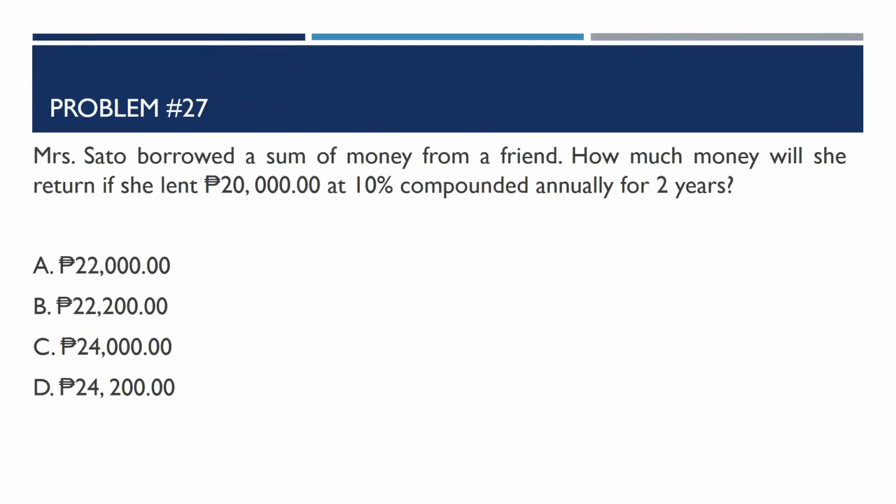Number 27. Mrs. Sato borrowed a sum of money from a friend. How much money will she return if she lent 20,000 pesos at 10% compounded annually for 2 years? So let's solve this problem. The answer for number 27 is 24,200 pesos. So how do we get this answer?